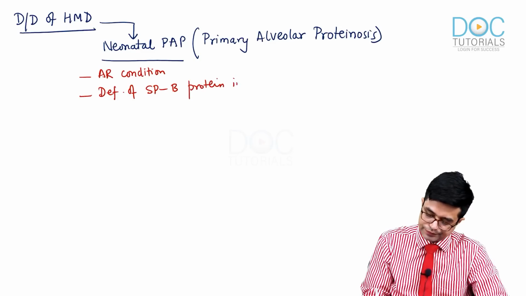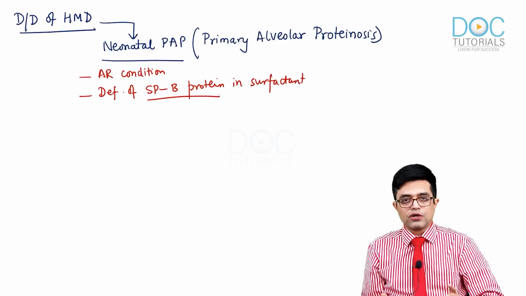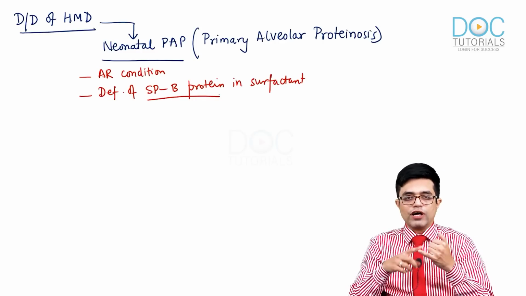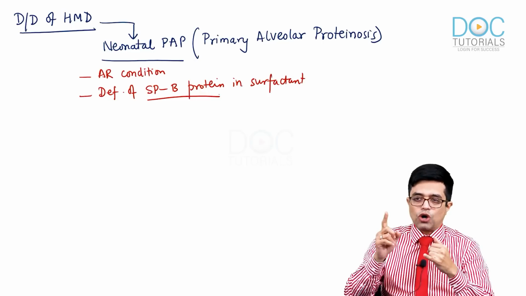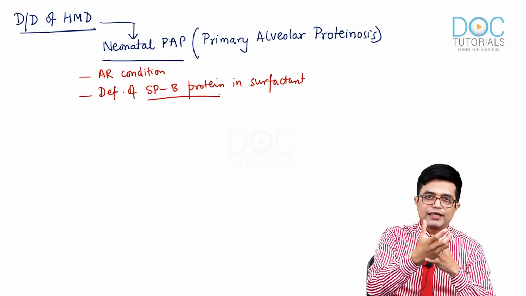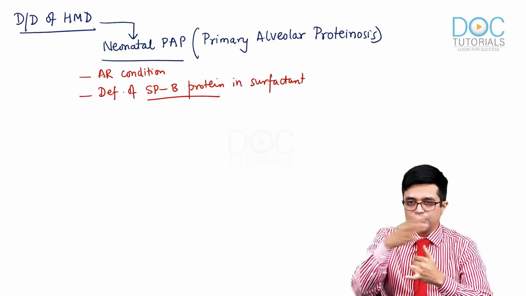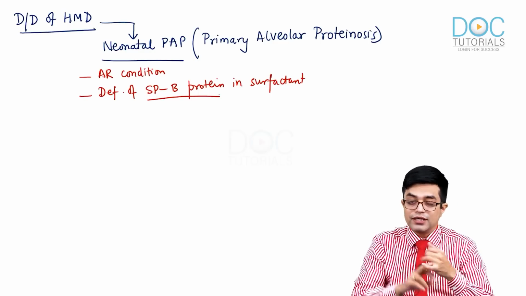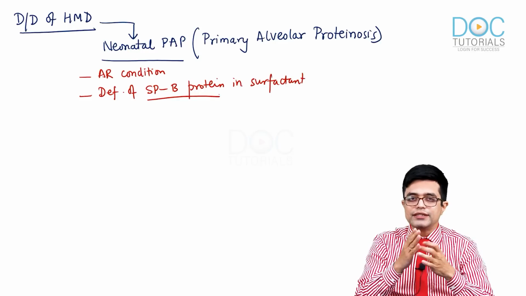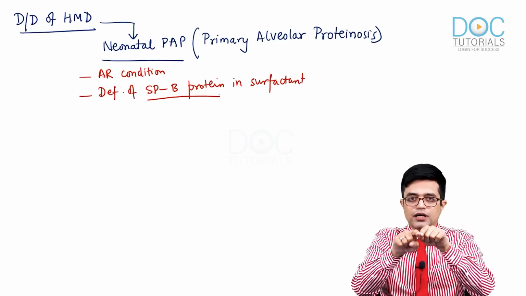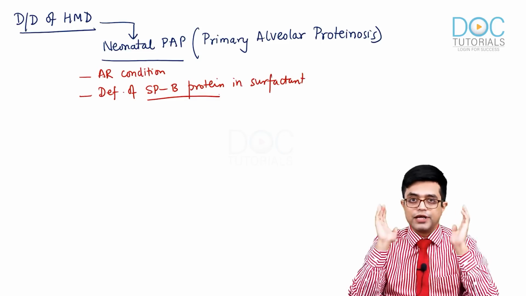in the surfactant. What is the role of SPB? SPB has multiple roles. There are 2 major roles that you need to know. One role is cycling or circulation of the surfactant. So older surfactant whose composition has changed needs to be removed and new surfactant needs to come. That is also mediated by SPB protein. Secondly, SPB protein is involved in ensuring that a proper layer is formed around the alveolus. These 2 are very important functions.